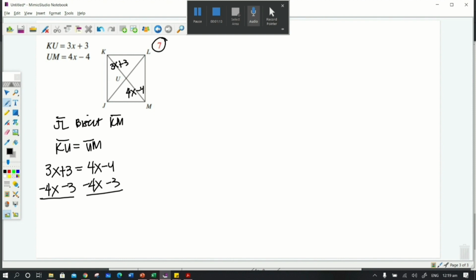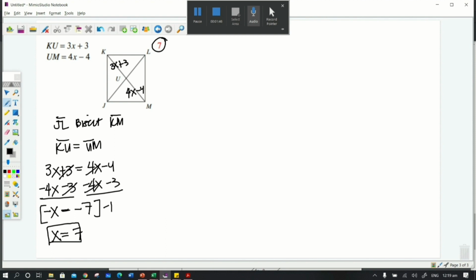Okay? So, 3x minus 4x, the answer is negative x. 3 plus negative 3, so this is 0. 4x plus negative 4x, that is also 0, is equal to negative 4 minus 3, or negative 4 plus negative 3, that is negative 7. So, divide both sides of the equation by negative 1. So, our value for x is equal to positive 7.